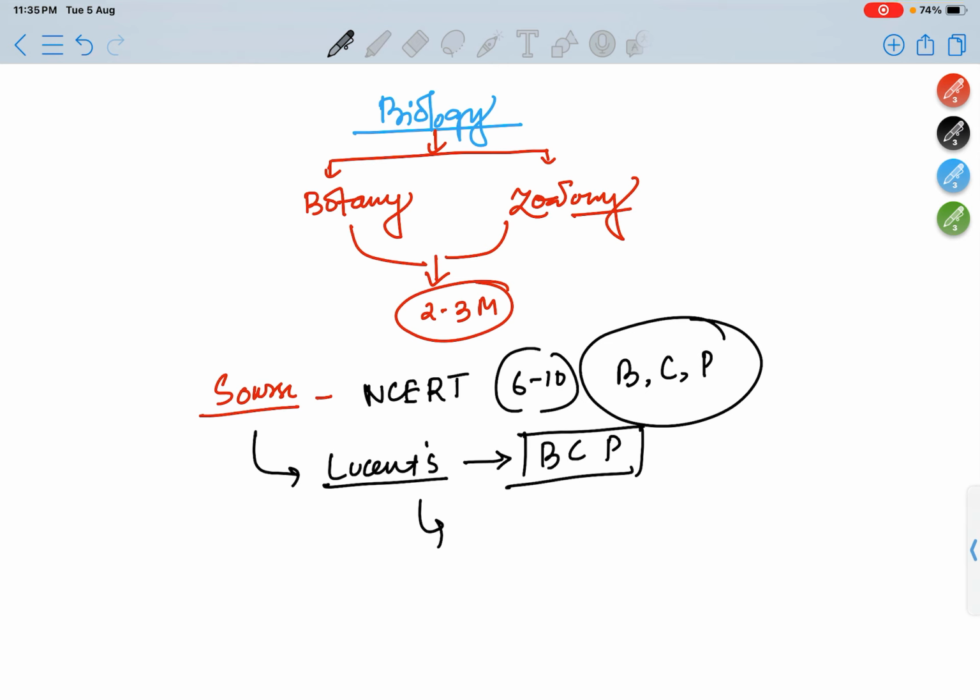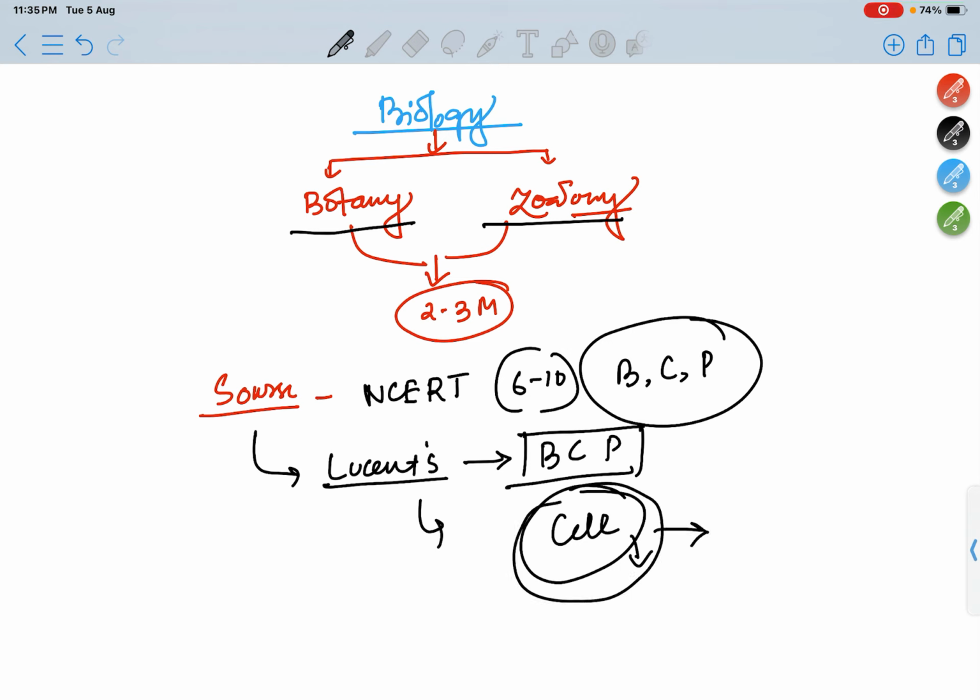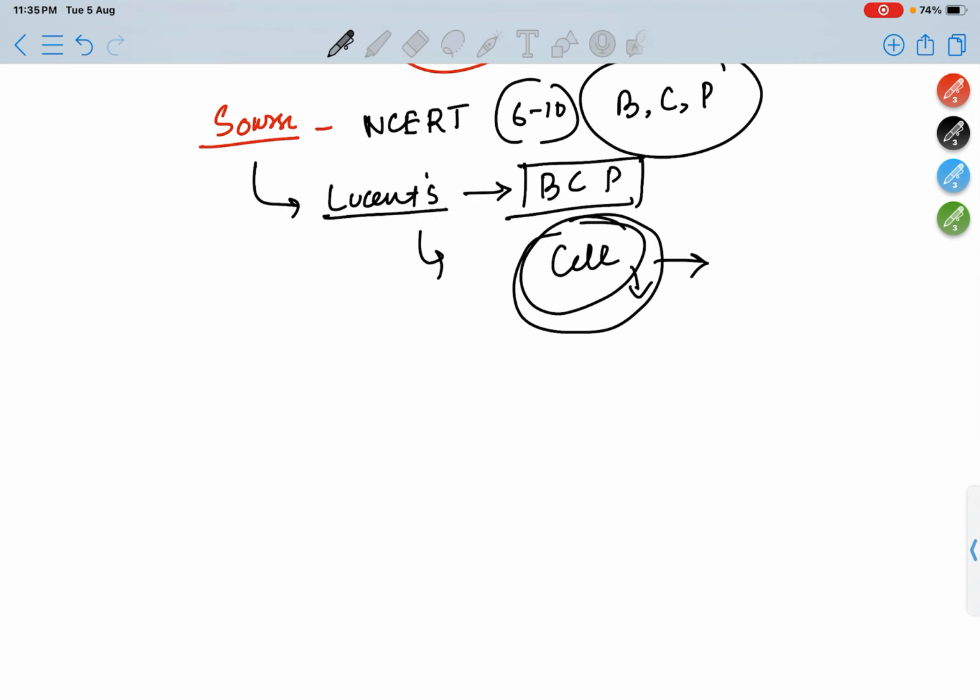Now I will tell you what things you will read in biology, that is botany and zoology, and after that I will take some topic. For example, I will take the topic cell, and show how deep you should read it. It will act as an example of how you will read the other topics. Okay, so let's get started.